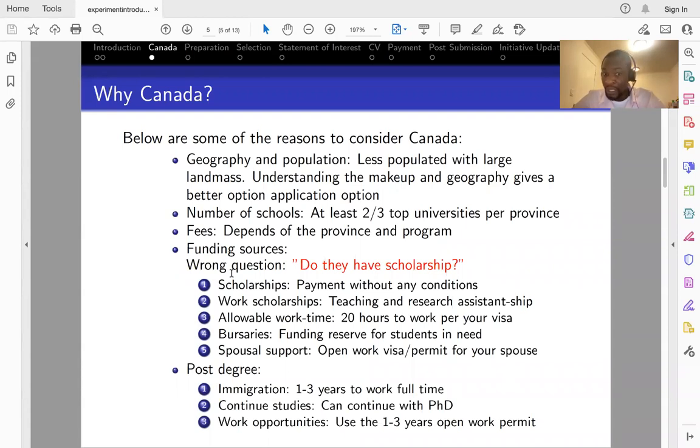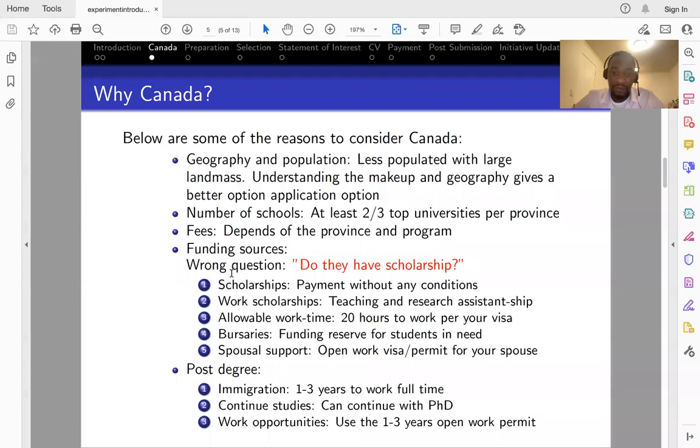graduate student. Now, in terms of the number of schools to search for, I think there are quite a lot of them here. So that's another advantage when you try to look out for schools within Canada. At least you can find two or three top universities in each province, and you can equally find additional universities within the same province. So that's another way of looking at it.